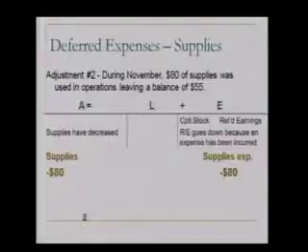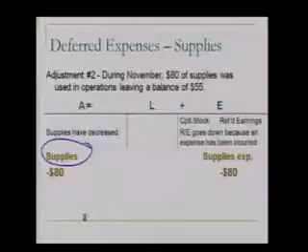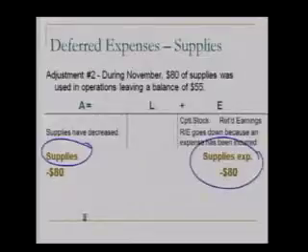So what we have to do here is adjust our asset account where we had originally recorded it. Bring that down by $80. And because I've used it up and obviously generated revenue from it, the matching principle says that now that's an expense. So I'm going to call that supplies expense and decrease retained earnings as a result.